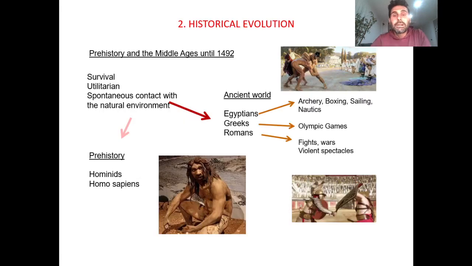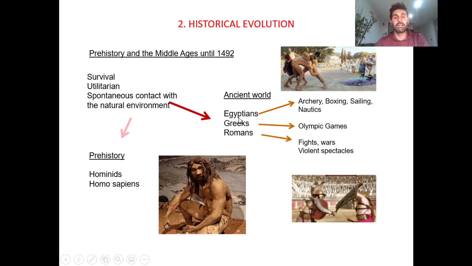As a historical evolution, physical activity in natural environment was something that people did just to survive. They used to live in natural environment, so they had to develop their physical activity there. They had to hunt animals, or move from one place to another, or if they wanted to find a place to sleep, sometimes they had to climb. So it's a survival perspective, or utilitarian, or spontaneous contact with natural environment, because they used to live in this space.